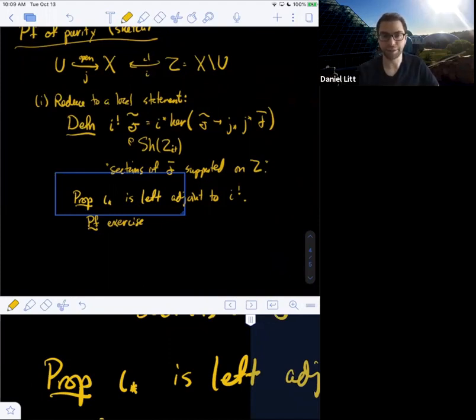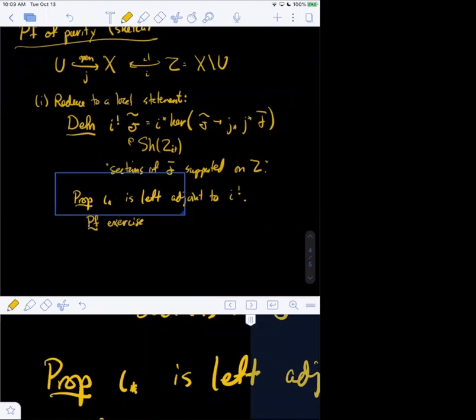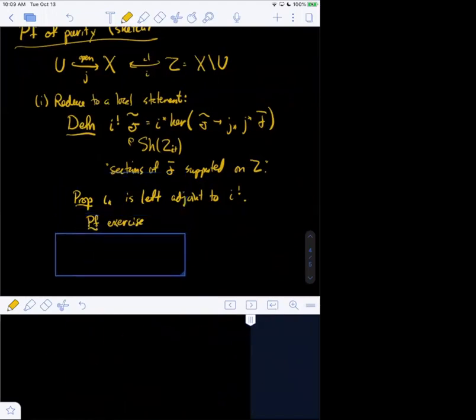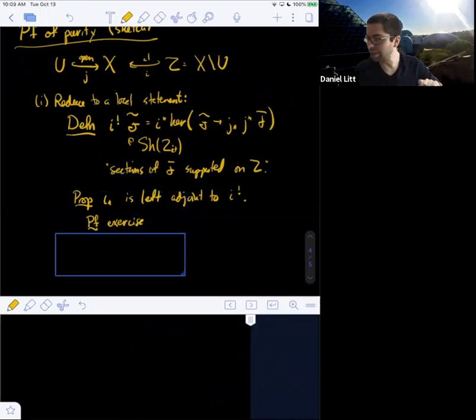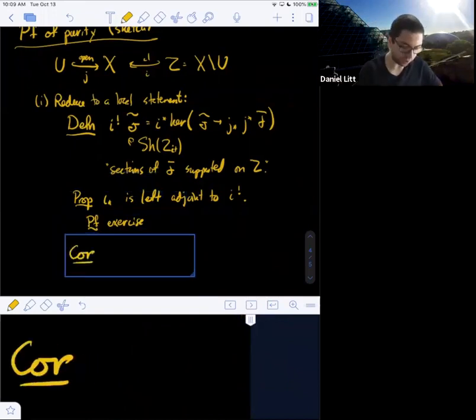But yeah, I mean, so you can get some kind of functor on sheaves, but in general, if you don't have a closed immersion, it's sort of not a great idea. Yeah. Thank you. All right, so I'm going to leave this as an exercise, which you must do. But then the corollary is kind of nice.